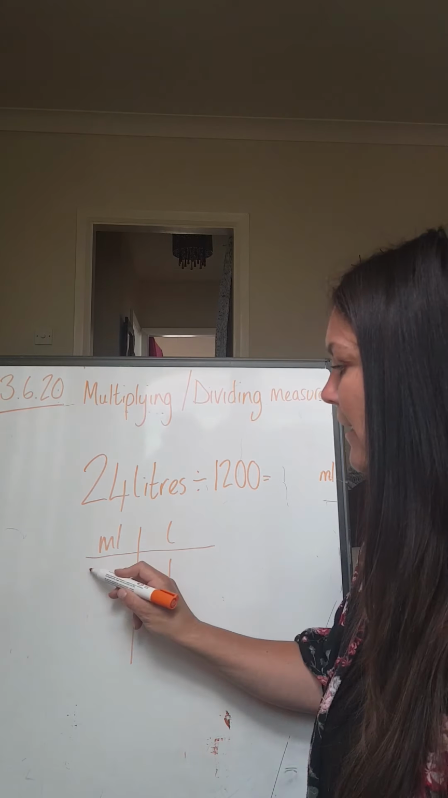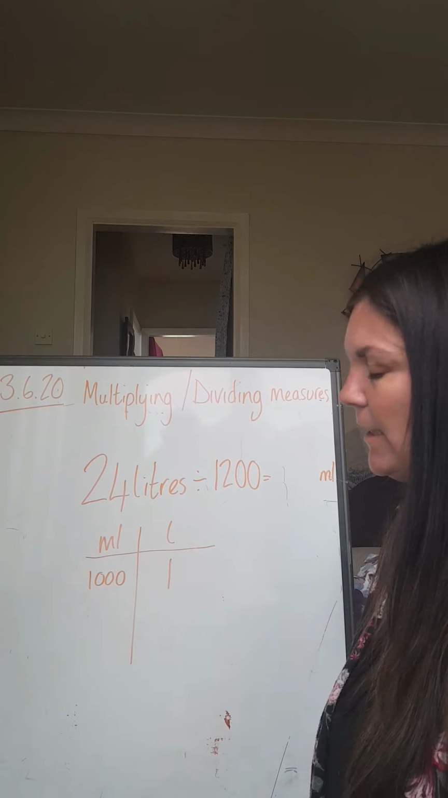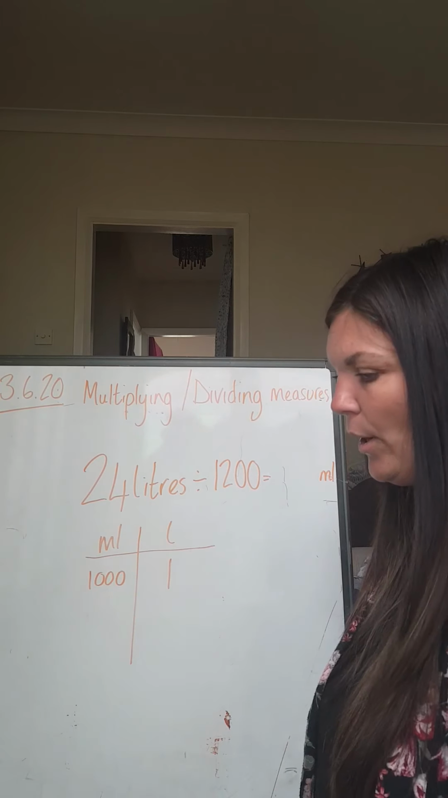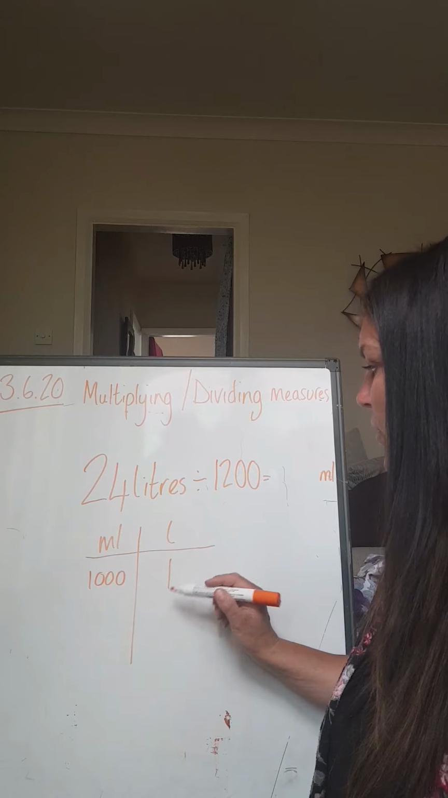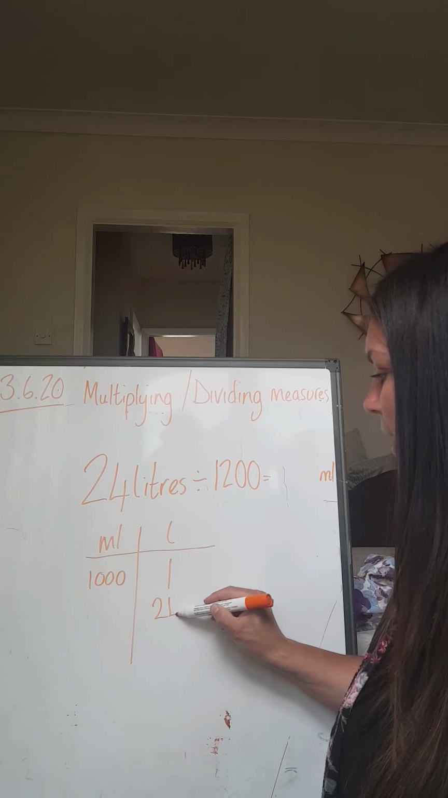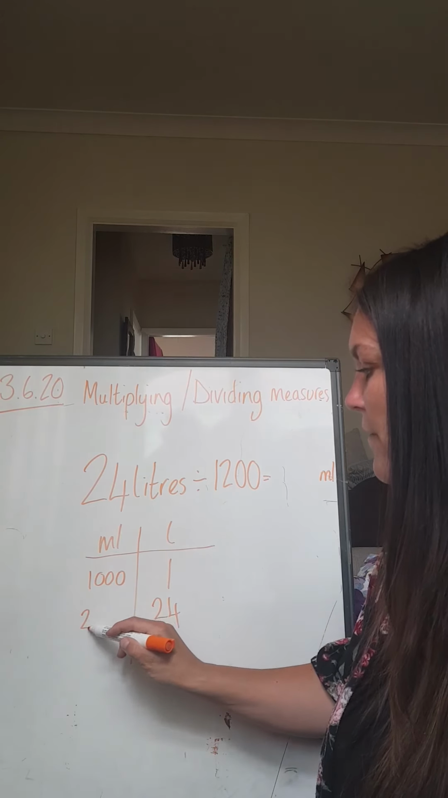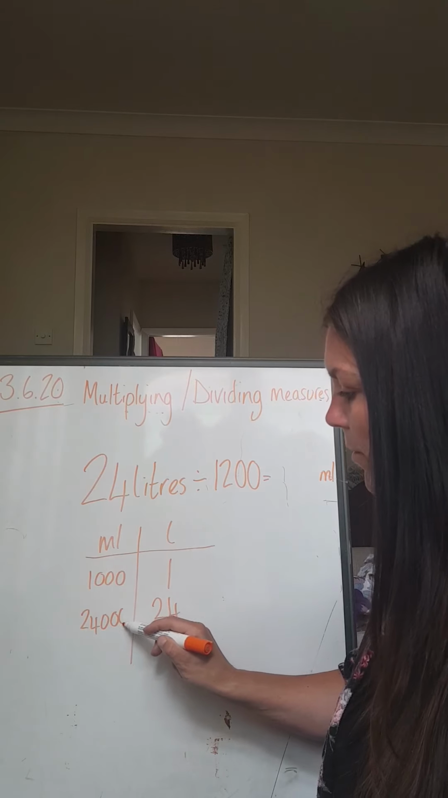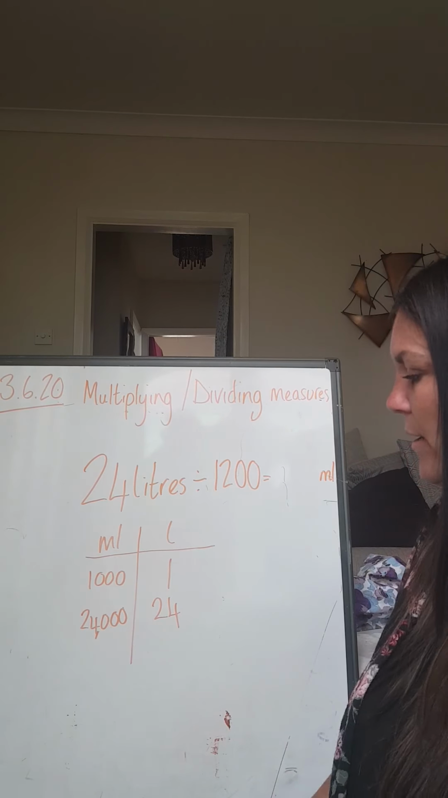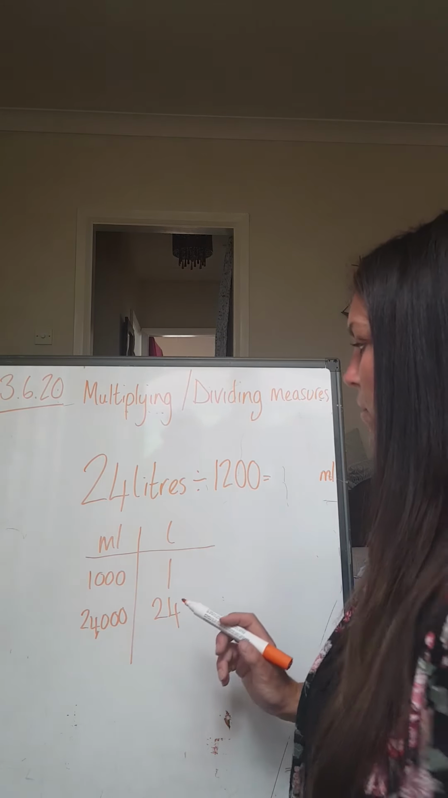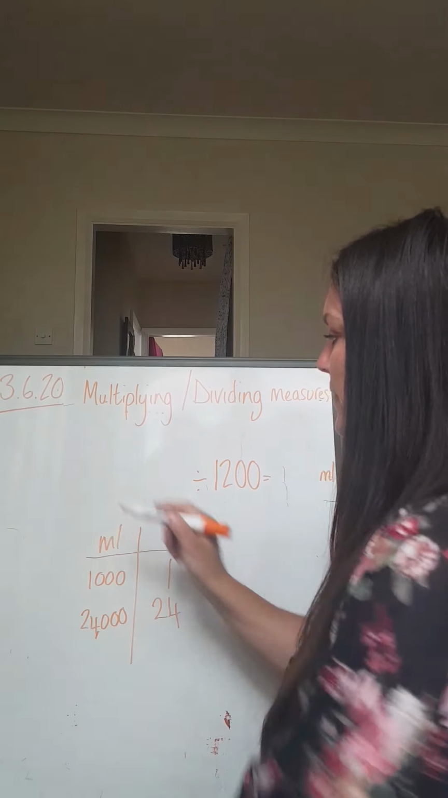So if I've got 1 litre, I've got 1,000 millilitres. Quite good this because we're working in thousands all the time. So if I've got 24 litres, I've got 24,000. Hope that's clear to you. I've got 24,000. So let's convert that.